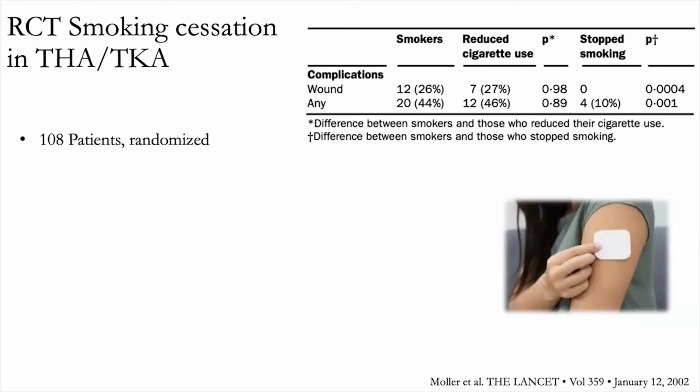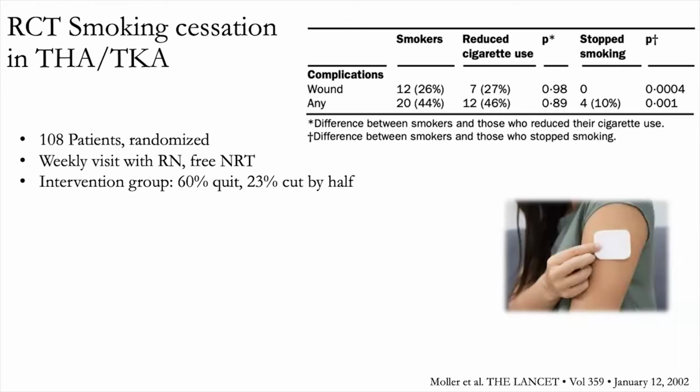So this looked at 108 patients in, I believe, Denmark, and patients who were undergoing elective joint arthroplasty who smoked, of course, were randomized to intervention versus control. So control, they just got routine information, and intervention patients were offered a weekly visit with a smoking cessation nurse and free nicotine replacement supplies, which would usually be a patch and maybe gum. And they actually had pretty good results. So in the intervention group, 60% of those patients quit, and another 23% cut their nicotine use in half. And in the control group, only 6% quit.